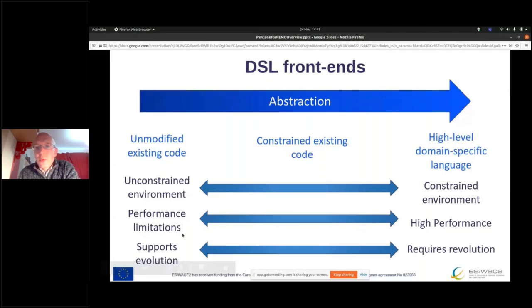And then you could go all the way over to the right, where your model is entirely specified in a high-level domain-specific language, which means, because you are so tightly controlling everything, you can get very high performance out of it, and that's great. But it requires a rewrite, because you have to rewrite your whole code in this domain-specific language.